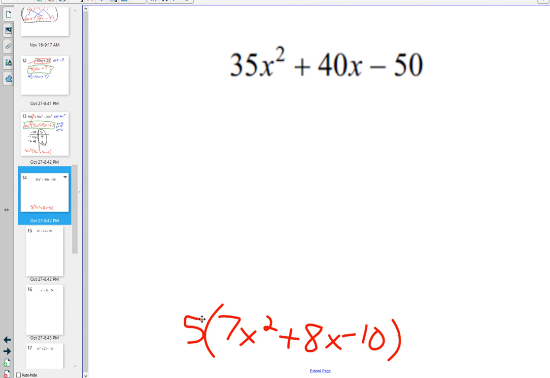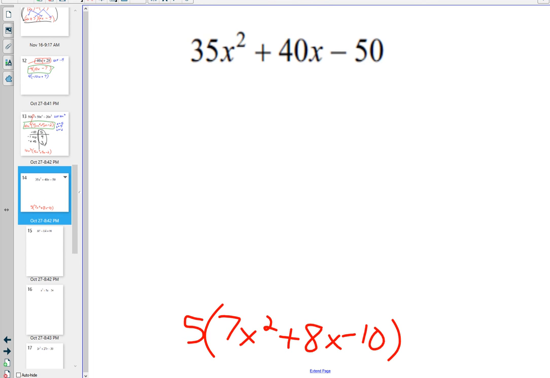7x² + 8x - 10. Okay, so what she's saying is that she was only able to find the greatest common factor, and that greatest common factor was 5. Let's see if she's right or not. What do you think, Georgiana? You think she's right? Anne is always right.